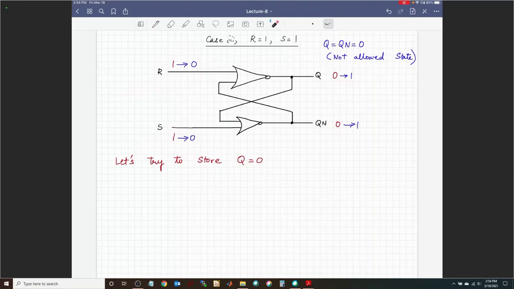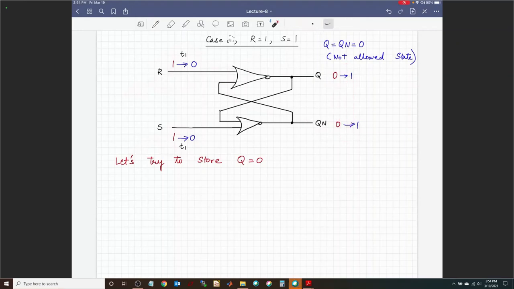So, let's see. This changed from 0 to 1. That changed from 0 to 1. Let me ask you this. If this change occurred at time T1, what time does this change occur at the output?